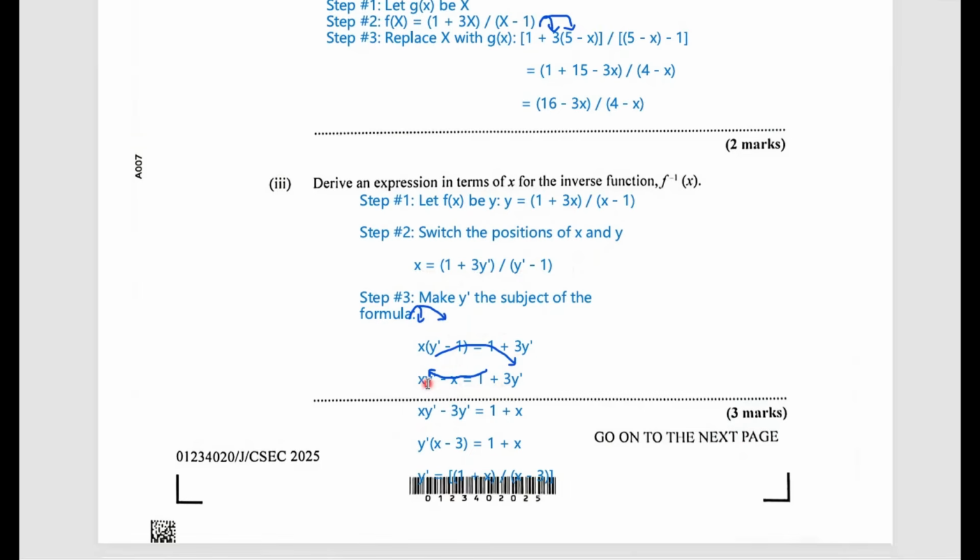And then after that, we expand out. x by y prime is x y prime, minus x by 1 is x. And that's equal to 1 plus 3y prime. Then we carry the 3y prime across. This arrow is supposed to really be below. And I think that could be a little bit confusing right now.